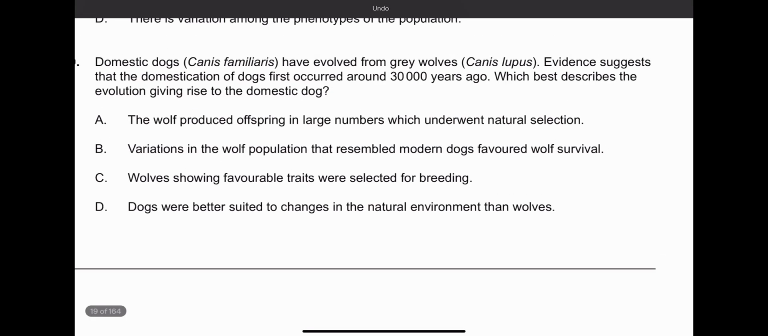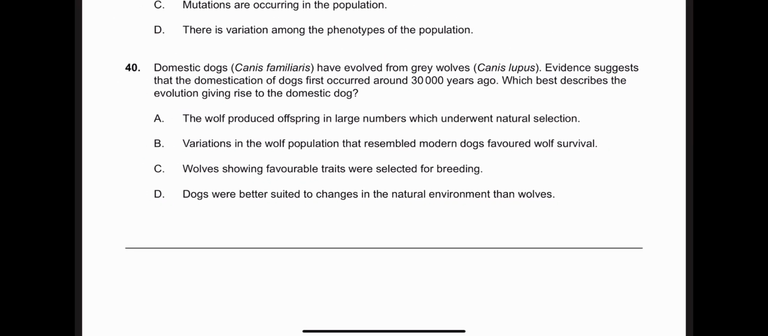Domestic dogs have evolved from gray wolves. Evidence suggests that the domestication of dogs first occurred around 30,000 years ago. Which best describes the evolution giving rise to the domestic dog? So A, the wolf produced offspring in large numbers which underwent natural selection. That doesn't seem very plausible because we're talking about domestication here.